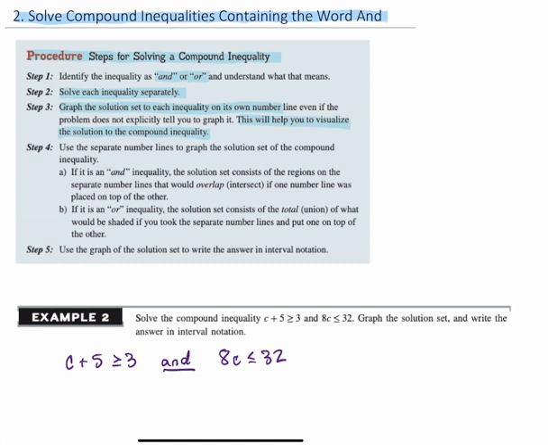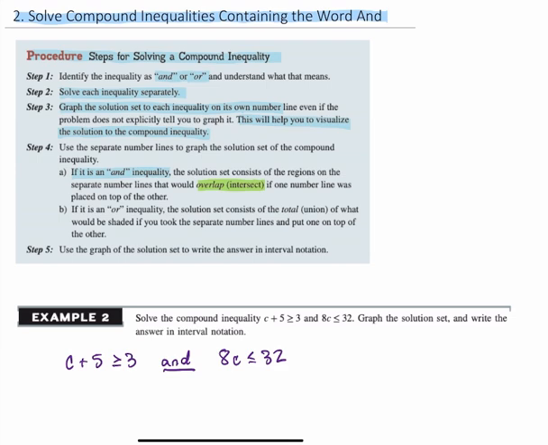And this is where the procedure will split depending on if the question is and or or. It says if it is an and inequality, the solution set consists of the regions on the separate number lines that would overlap or intersect if one number line was placed on top of the other. So it's only where they both exist at the same time, where they overlap. And we'll see some examples.